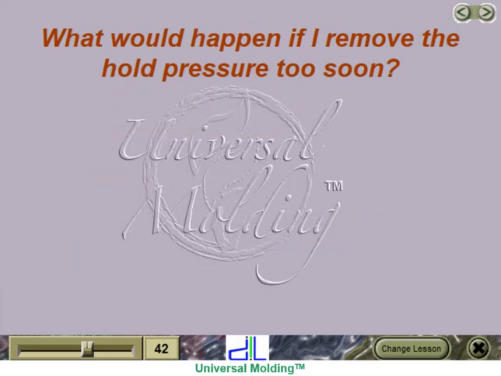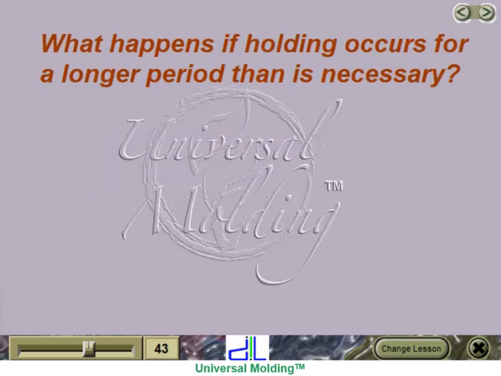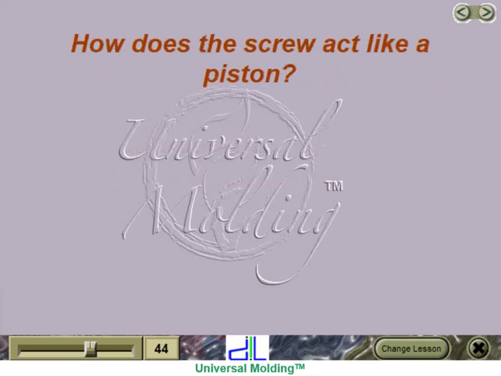What would happen if I removed the hold pressure too soon? The melt would return to the runner and even to the injection unit. What happens if holding occurs for a longer period than is necessary? If hold time is very extensive, the molder ends up molding runners. How does the screw act like a piston?